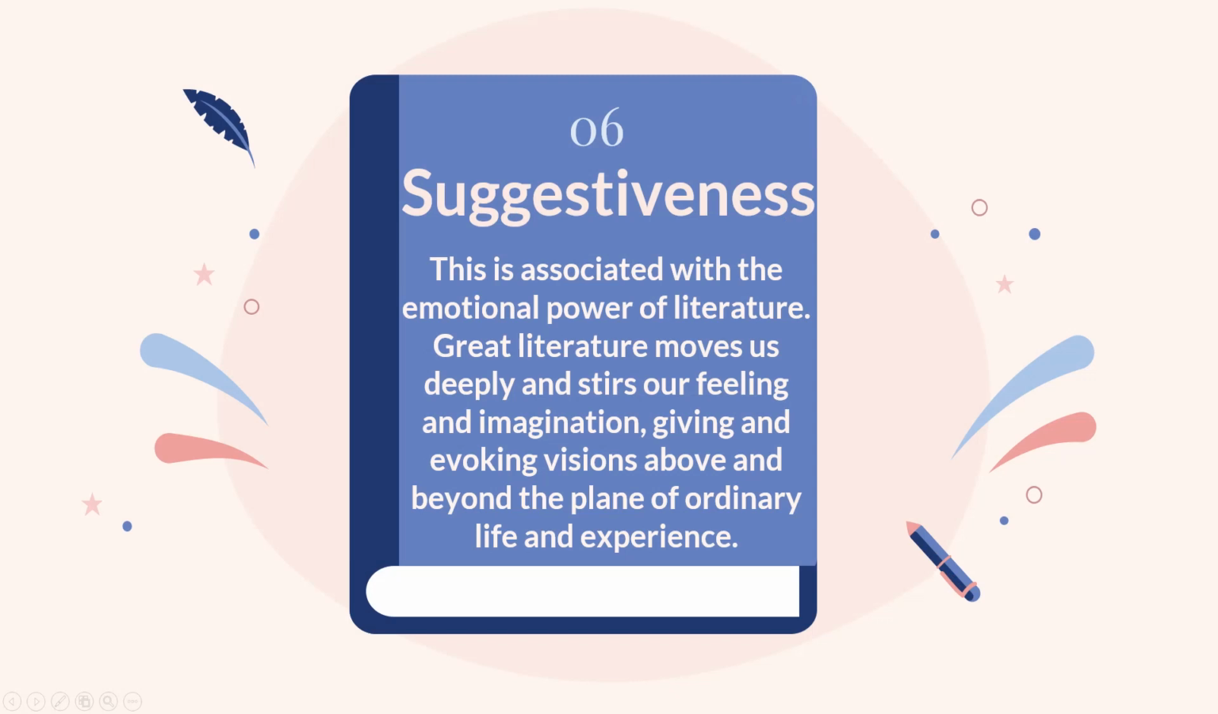The sixth one is suggestiveness. This is associated with the emotional power of literature. Great literature moves us deeply and stirs our feelings and imagination, giving and evoking visions above and beyond the plane of ordinary life and experience. A suggestive piece of literature relies on emotional power to convey nuances, symbolism, implied meanings, imagery, and messages. The power of suggestion allows the work to inspire and provoke thoughts and understanding beyond the actual words written on the page.